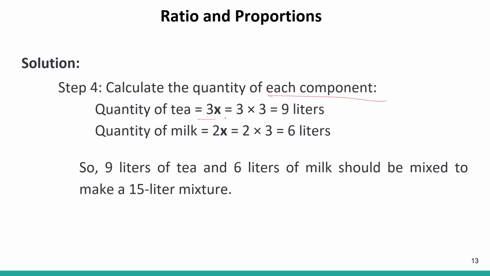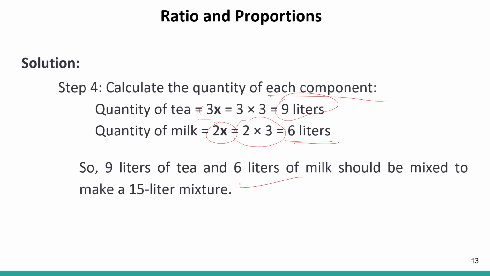So quantity of tea will be what? 3x, that is 3 into 3 is equal to 9 liters. And quantity of milk will be 2x, that is 2 into 3 is equal to 6 liters. So 9 liters of tea and 6 liters of milk should be mixed to make a 15-liter mixture.